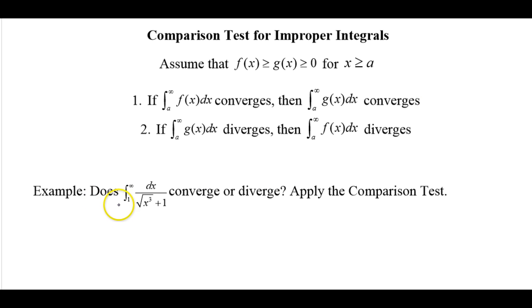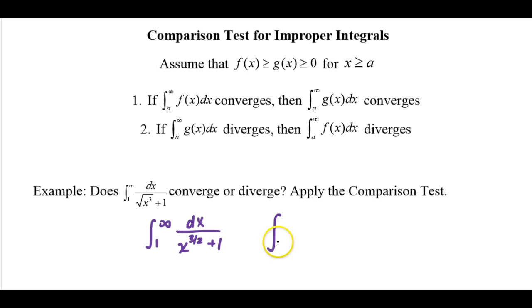So in this example, does the integral from 1 to infinity of dx over the square root of x cubed plus 1 converge or diverge? Apply the comparison test to determine this. So we're going to go ahead and compare the integral from 1 to infinity of dx over, I'm going to choose to rewrite this as, x to the 3/2 plus 1.